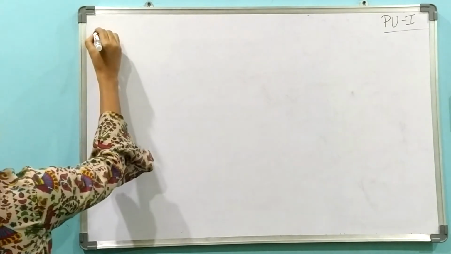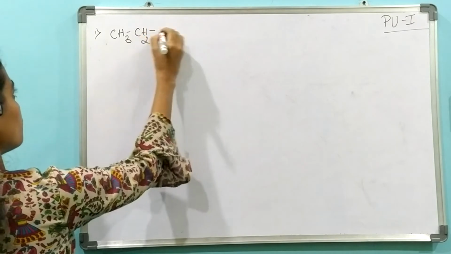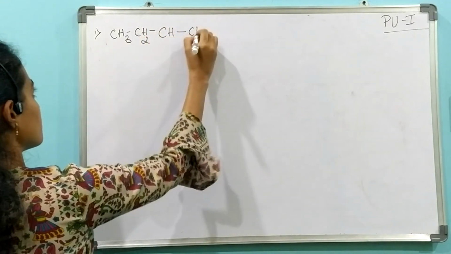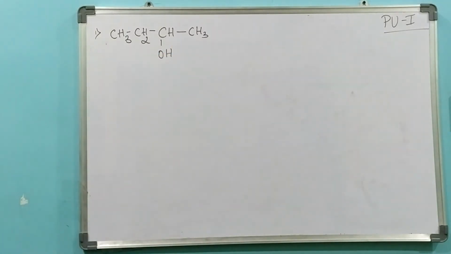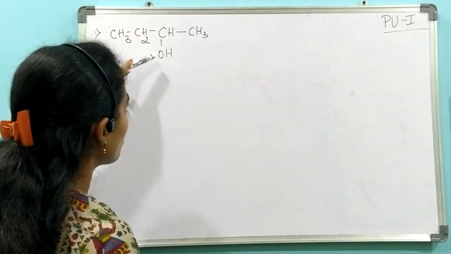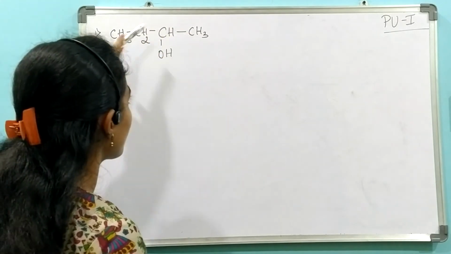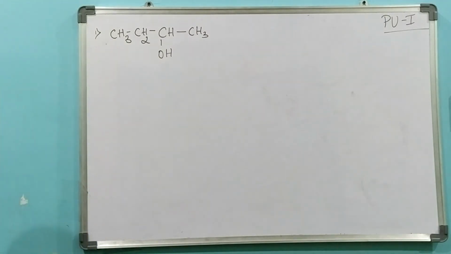Let us take an example here, that is CH3, CH2, CH, OH. So here I have taken a secondary alcohol. Here I have taken a secondary alcohol where the carbon which is having a OH group is in turn attached to two methyl groups, and therefore you call it a secondary alcohol. And you need to prepare an alkene starting from this particular alcohol.